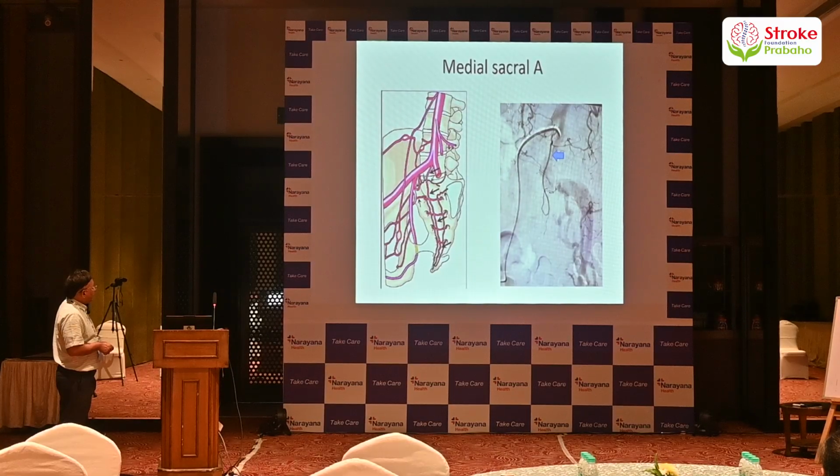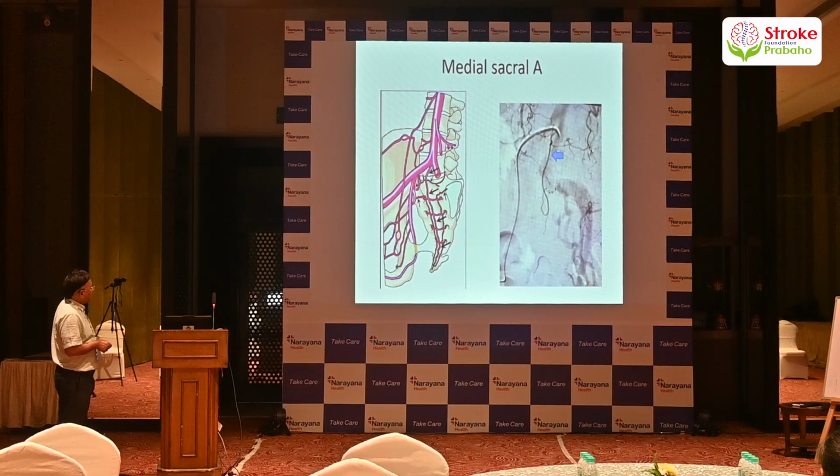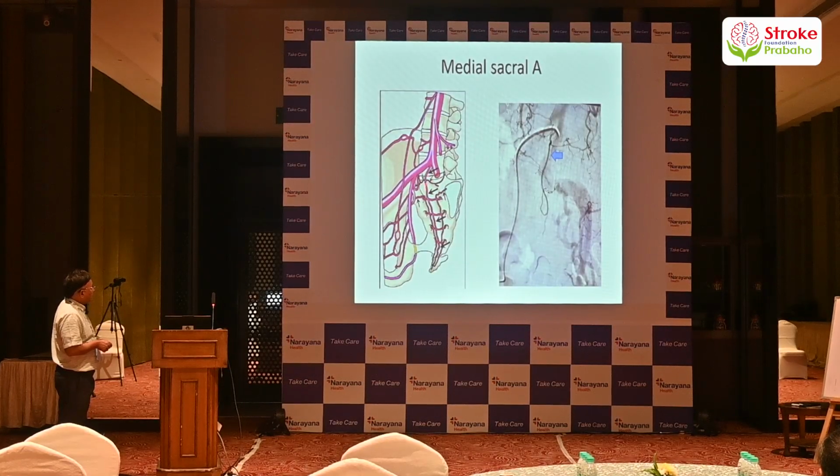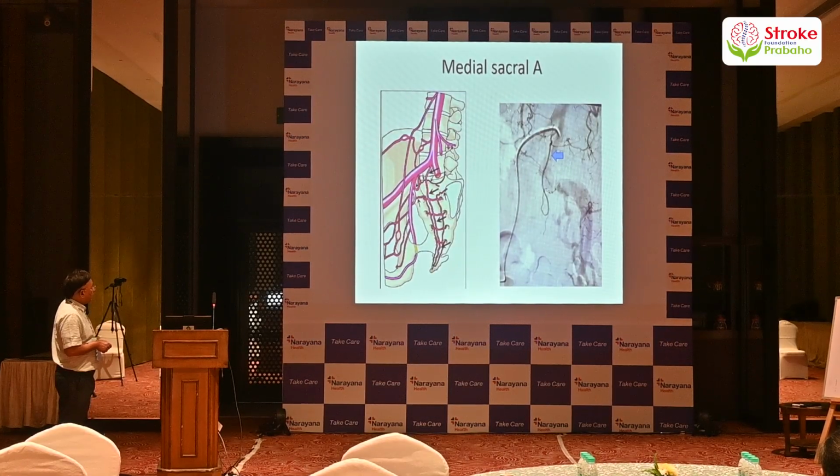This is the internal iliac artery, and you can find this is the lateral sacral artery, and this is the iliolumbar artery. Sometimes we are not able to find the fistula, so we have to catheterize the medial sacral artery, lateral sacral artery, and the iliolumbar artery. So this is our catheter, and this is the site of the fistula.